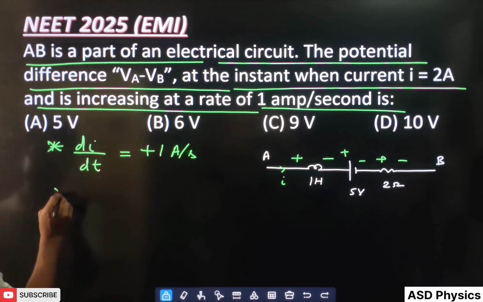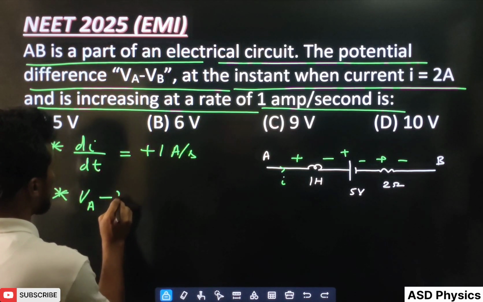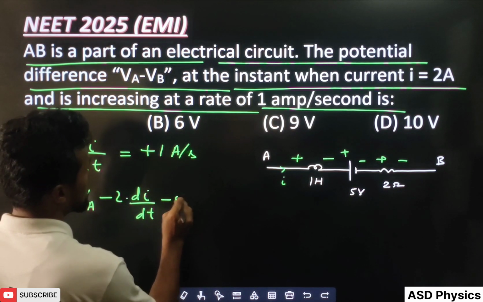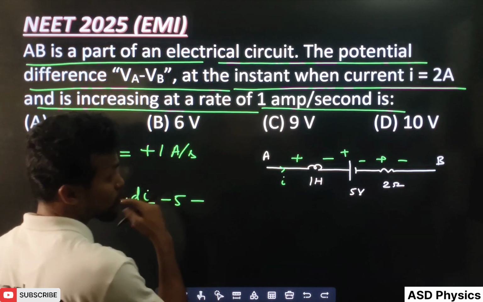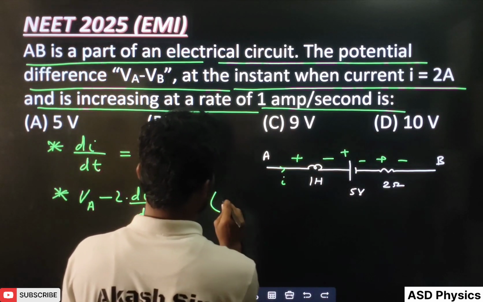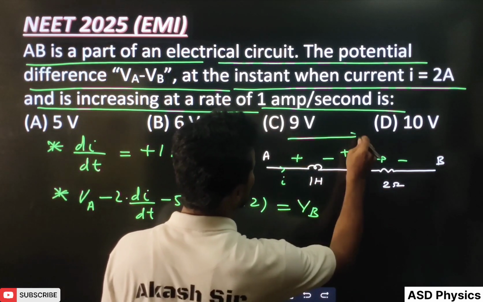Okay. So what will happen here, we'll use KVL. So here, students, VA, and after that minus L di by dt. Okay, and minus 5, and after that minus V equal to IR. How much is I given here? I is given here, see, 2 ampere. So 2 into R, how much is R here? 2. Where have we reached here? B. We are moving from A to B.